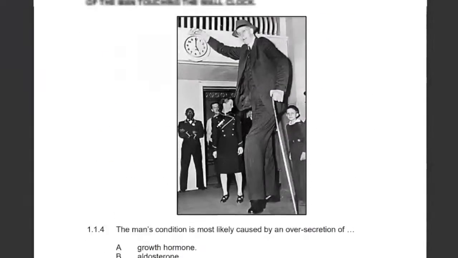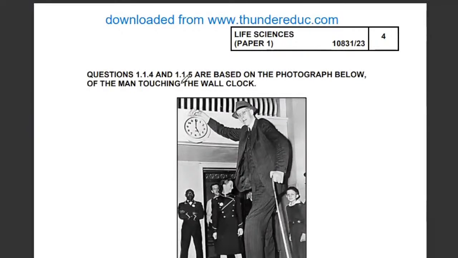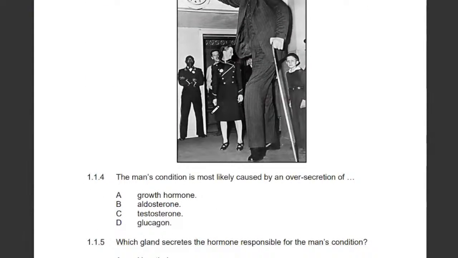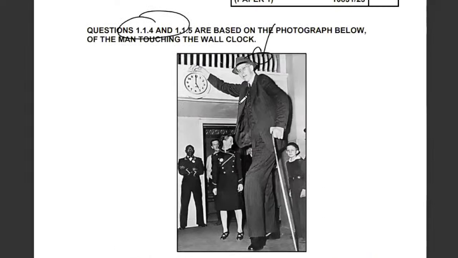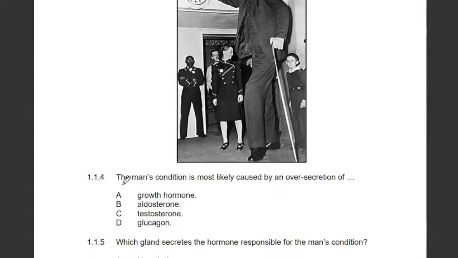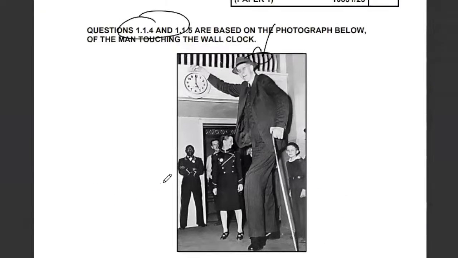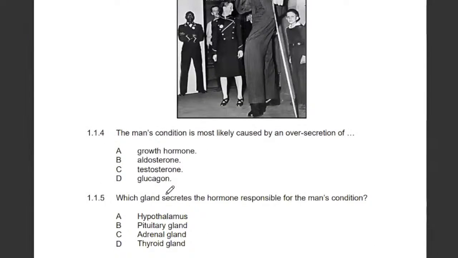Then we go to the next question, which is based on this. We see that this guy is too tall compared to other people. The condition is most likely caused by over secretion of what? This person is growing too much, meaning that there is over secretion of growth hormone. So the answer becomes A. Therefore, we get 2 marks there, as growth hormone is causing this gentleman to overgrow.